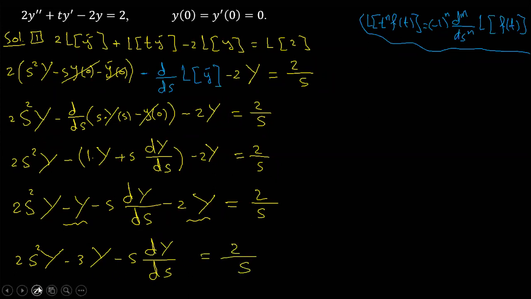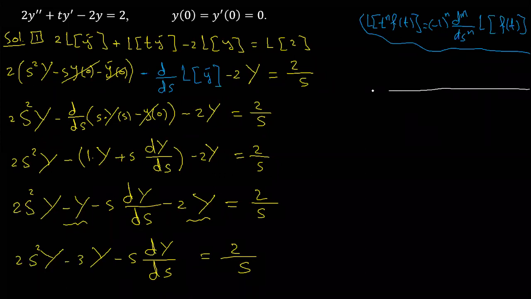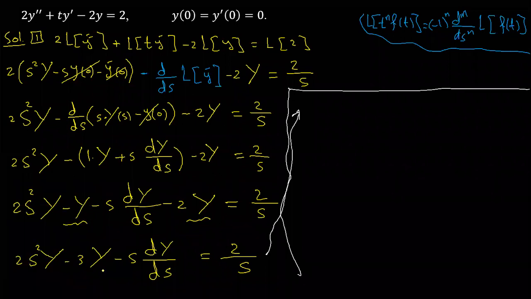I'm going to write here. Okay. So go up here. What should I do now? I'm going to take y capital common factor here. So here I have 2s squared minus 3 y capital minus s dy capital over ds equal 2 over s.